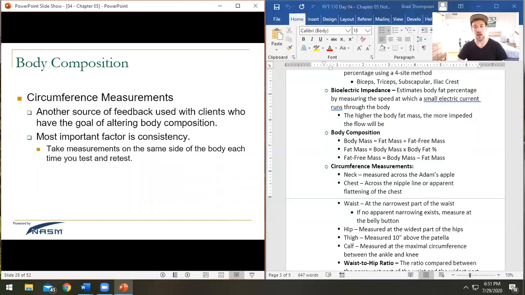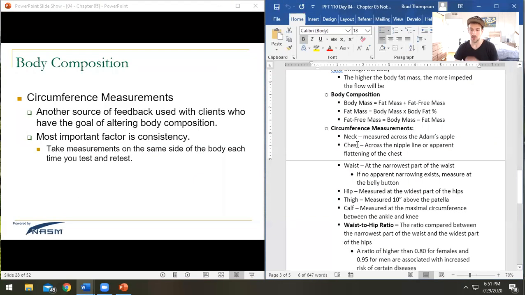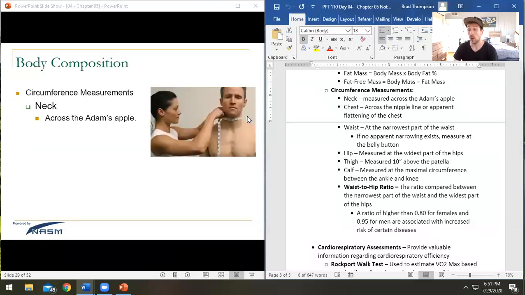Okay, so other body composition assessments that we've got are also going to be your circumference measurements, right? We talked about this a little bit in our nutrition class. We were looking at what normal circumference measurements are. Whenever you're doing these measurements, and this is true of all assessments, you just want to be as consistent as possible. Consistency is your best friend.